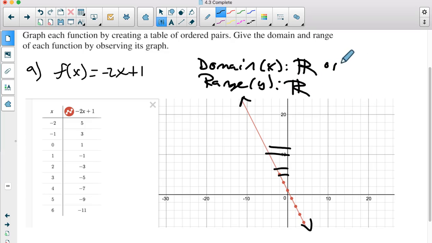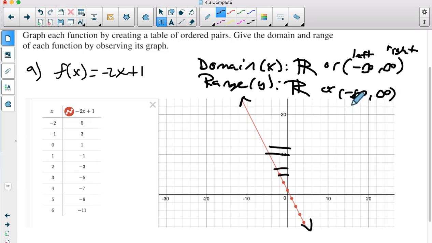Another way that you can do that is you can say negative infinity to positive infinity. This means how far does it go to the left and how far does it go to the right. And then right here, negative infinity to positive infinity, which means how far down does it go and how far up does it go. And if this goes forever right and left and up and down, it's going to use every x and y value there to graph.